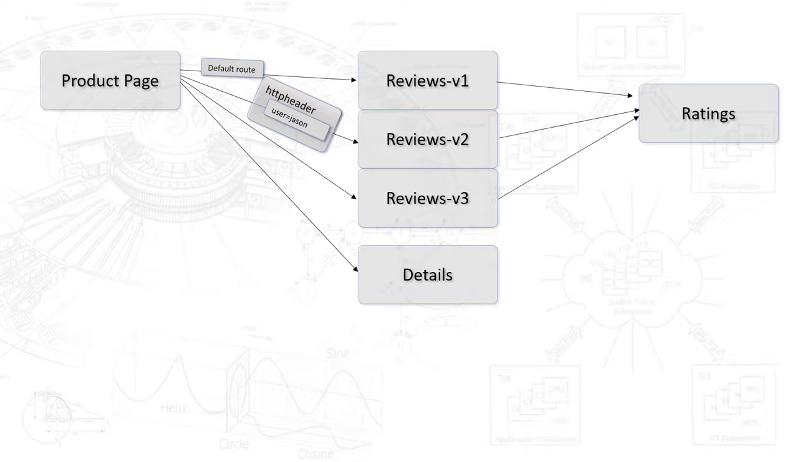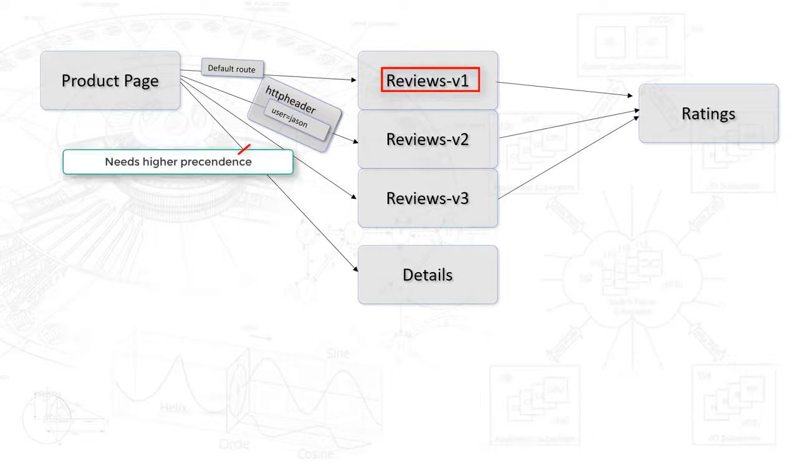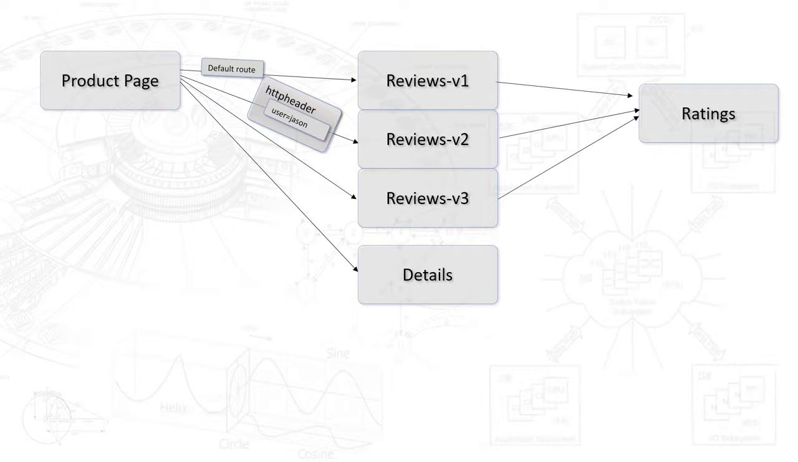What we want to do is re-implement this default route, and then that way, everything but the HTTP header with the user equals JSON will get routed to reviews v1. Now the important thing is that the HTTP header with the user equals JSON needs to have a higher precedence. So as the next step, let's reestablish the default route and then explain how the higher precedence for the HTTP header can override the default route.